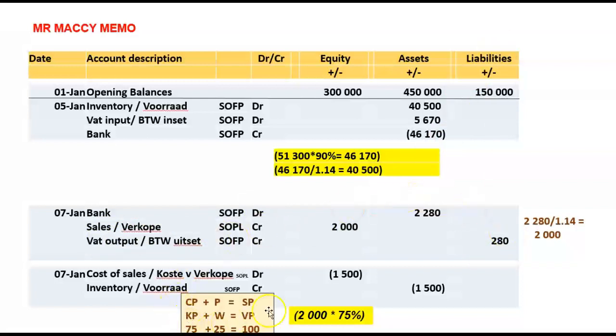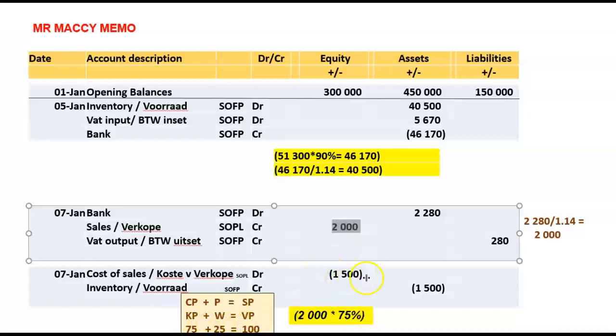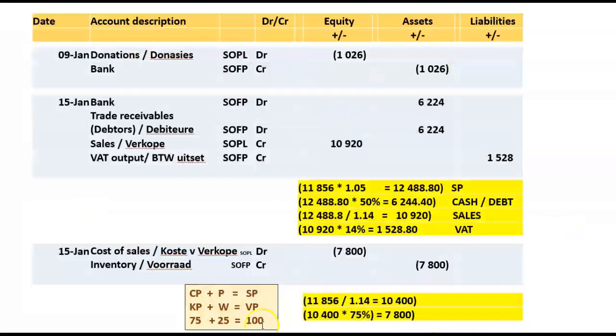And here's our profit formula. 75 plus 25 equals 100. So our cost price, we have the selling price. There is our selling price. Here it is, 2,000 Rand. And 2,000 Rand times 75 divided by 100, i.e. 75%, will give us 1,500. So cost of sales is an expense item. It will reduce our equity, but it will also reduce our inventory with an amount of 1,500.